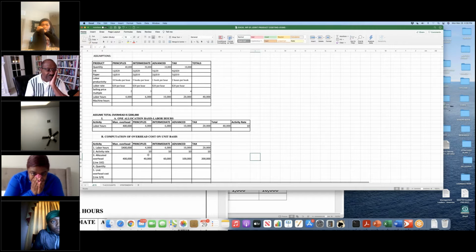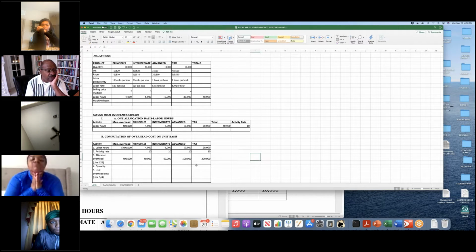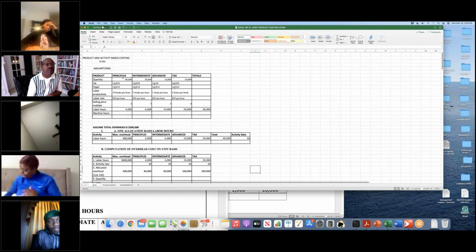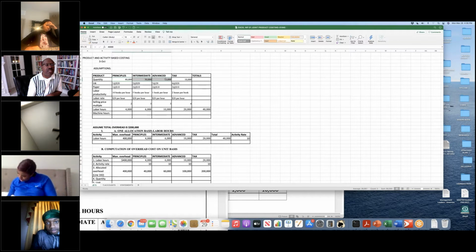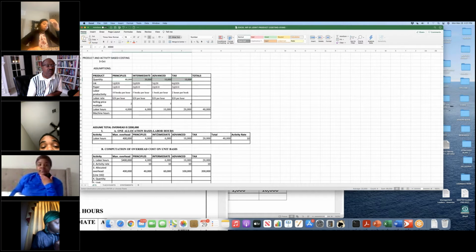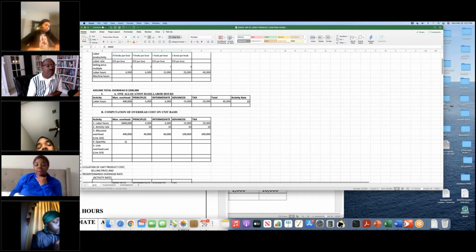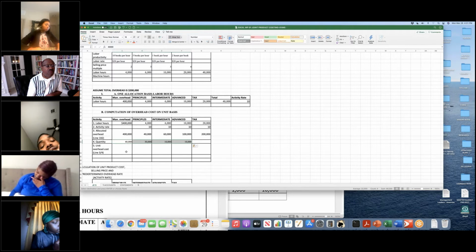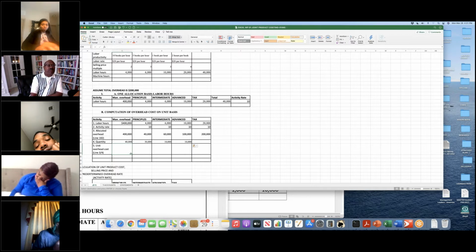Okay, so theoretically we should have been able to just drag it across. It's a lot easier to drag it down, but it should do the same thing. Our quantities were these numbers up here? Yes. So there are our quantities. And so what's our unit cost going to be?